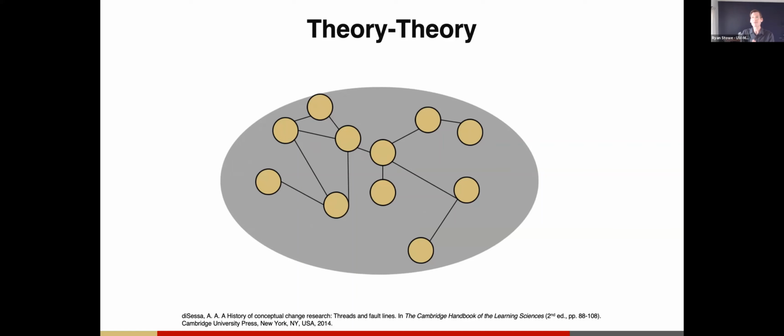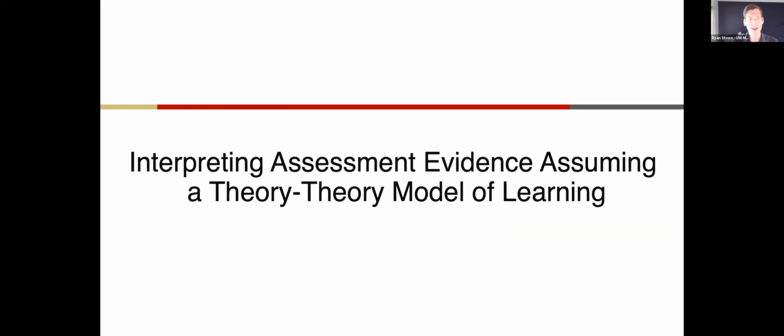So I'm not advocating for this, but what I'm doing is asking you, when we look at a few examples of student response evidence, to imagine that students possess these more or less coherent and stable theories about the way the world works, that they're drawing on as they select an answer or construct an answer or draw a thing. That's the thought experiment. Okay, now let's interpret some assessment evidence.